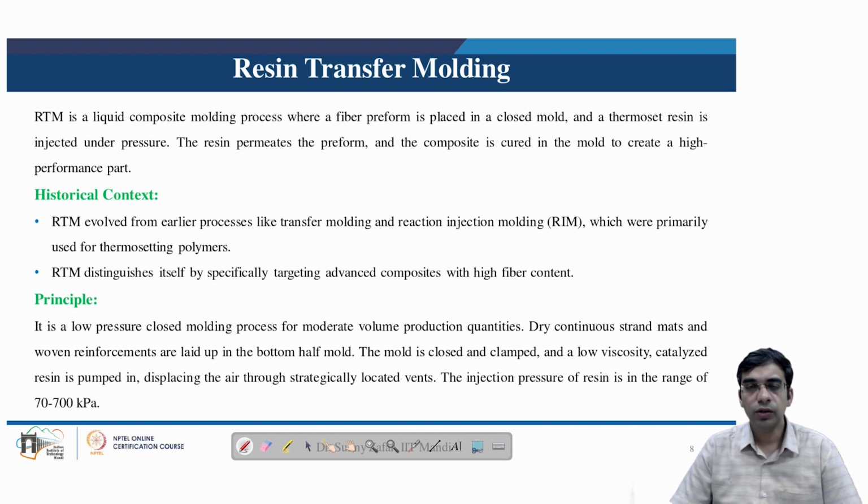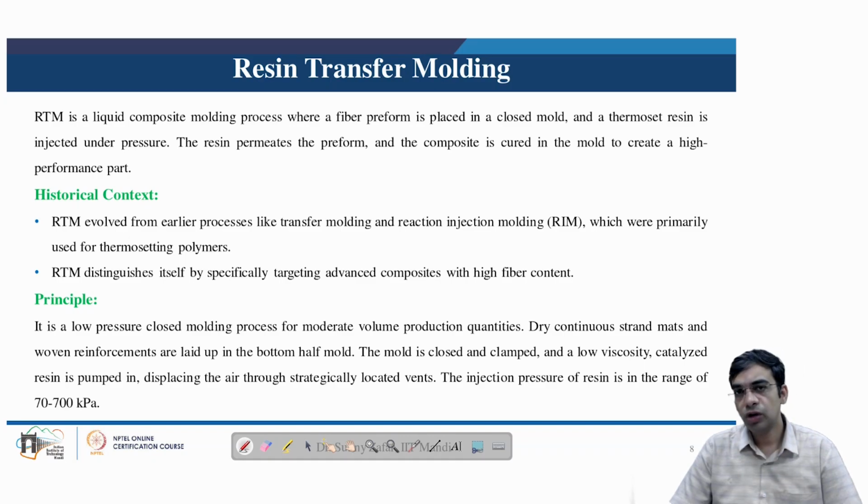Resin transfer molding or RTM is basically a liquid composite molding process where the fiber preform is placed in a closed mold. The thermoset resin is then injected into the mold at an elevated pressure. This resin, injected at a higher pressure, permeates the preform and the composite is cured in the mold to create a high performance part. The high pressure of the resin here does two jobs. First is to ensure complete wet out between the fiber and the matrix, the resin.